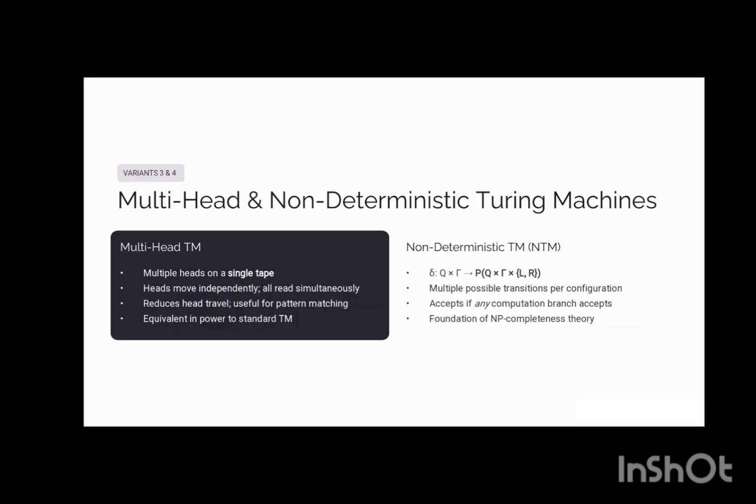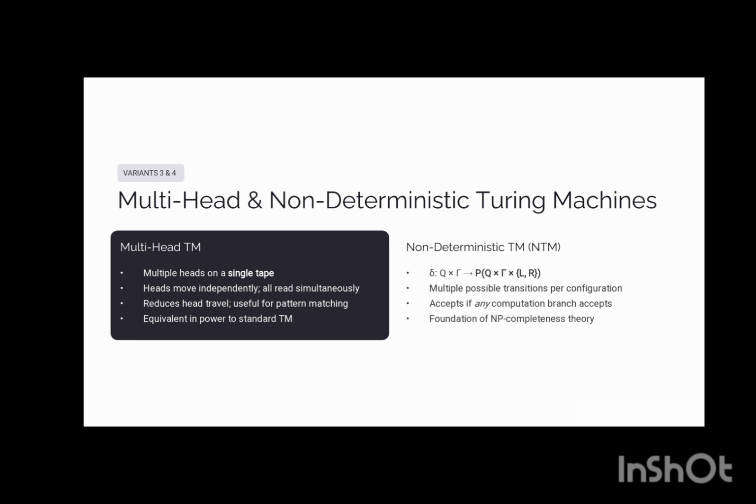The multi-head Turing machine places two or more heads on a single tape. Each head can move independently, allowing the machine to scan different regions simultaneously. For instance, one head can anchor the start of a string while another scans forward, eliminating repeated traversals. This is particularly effective for pattern matching and string comparison problems.